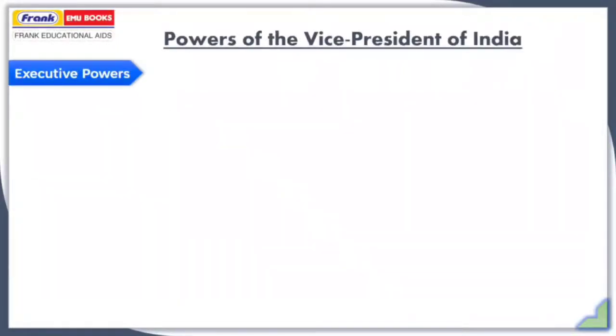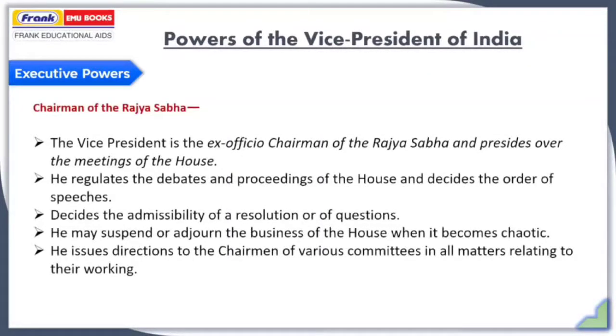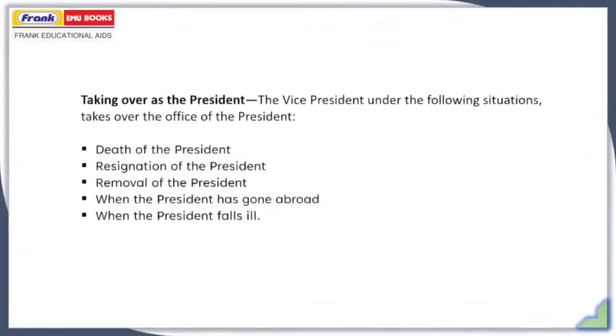Now, let's talk about the powers of the Vice President of India. Executive powers: he is also the chairman of the Rajya Sabha. The Vice President is the ex officio chairman of the Rajya Sabha and presides over the meetings of the House. He regulates the debates and proceedings of the House and decides the order of the speeches. He decides the admissibility of a resolution or of questions. He may suspend or adjourn the business of the House when it becomes chaotic. He issues directions to the chairmen of various committees in all matters relating to their working.